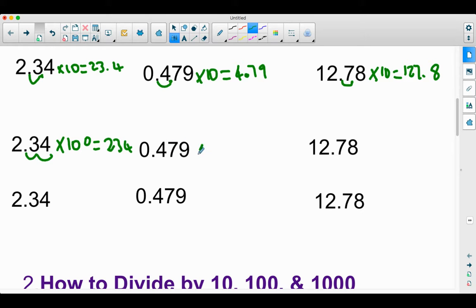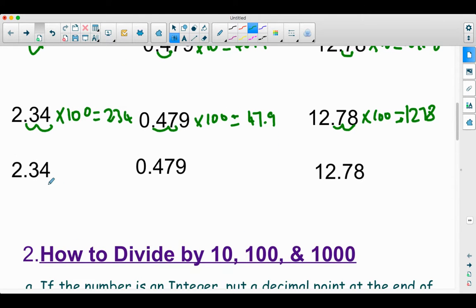So 0.479 times 100. Moving the decimal point 1, 2 to the right gives us 47.9. 12.78 times 100 gives us 1,278. We move the decimal point 1, 2 to the right.